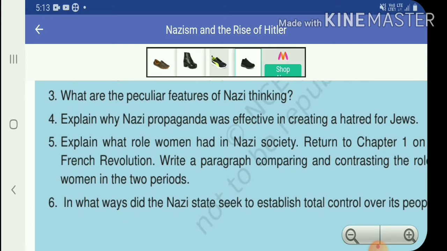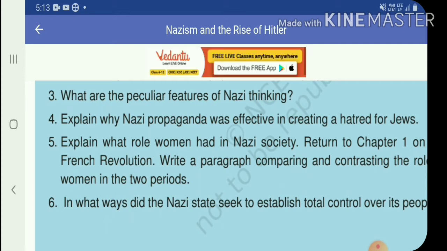What are the peculiar features of Nazi thinking? Now we'll watch this question's answer. Nazi thinking was synonymous with Hitler's worldview. The features of such thinking are as follows. First thing, there was no equality among the human race, only a racial hierarchy with the blonde, blue-eyed Nordic German Aryans at the top and the Jews placed at the bottom level. All the other colored people were placed somewhere in between depending on their external features.